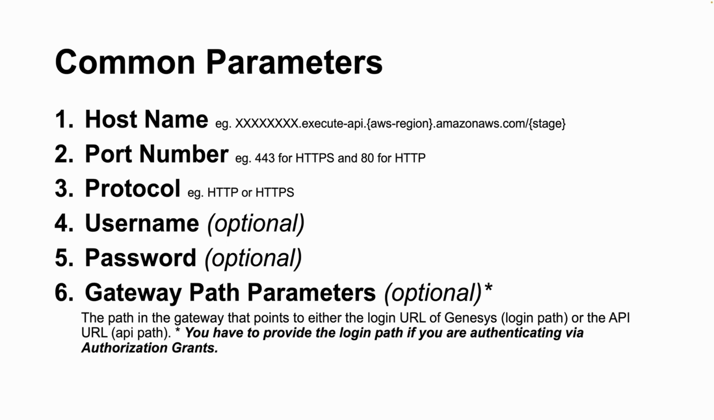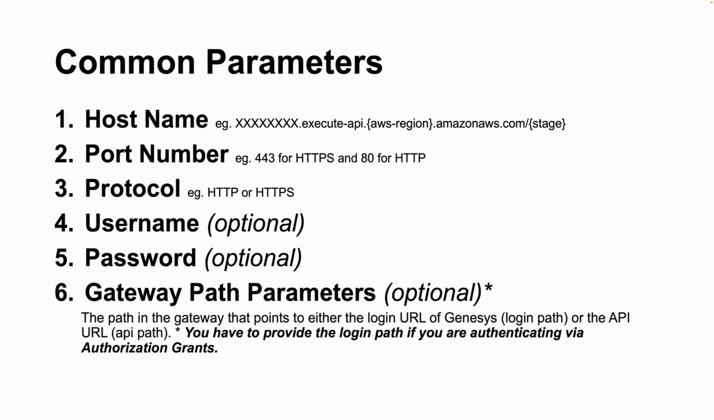And the last one is the gateway path parameters. This is conditionally optional because this is the path in the gateway that points to either the login URL of Genesys or the API URL. It is conditionally optional because in some cases, in your profiles in the CLI, you have authorization grants, for example, you have provided the client credentials.